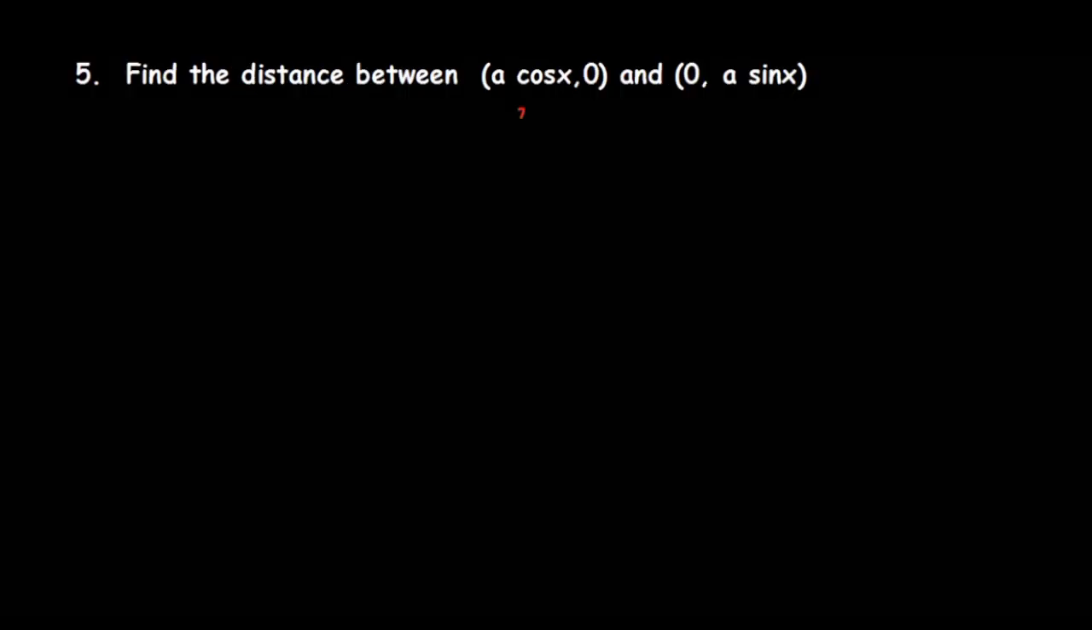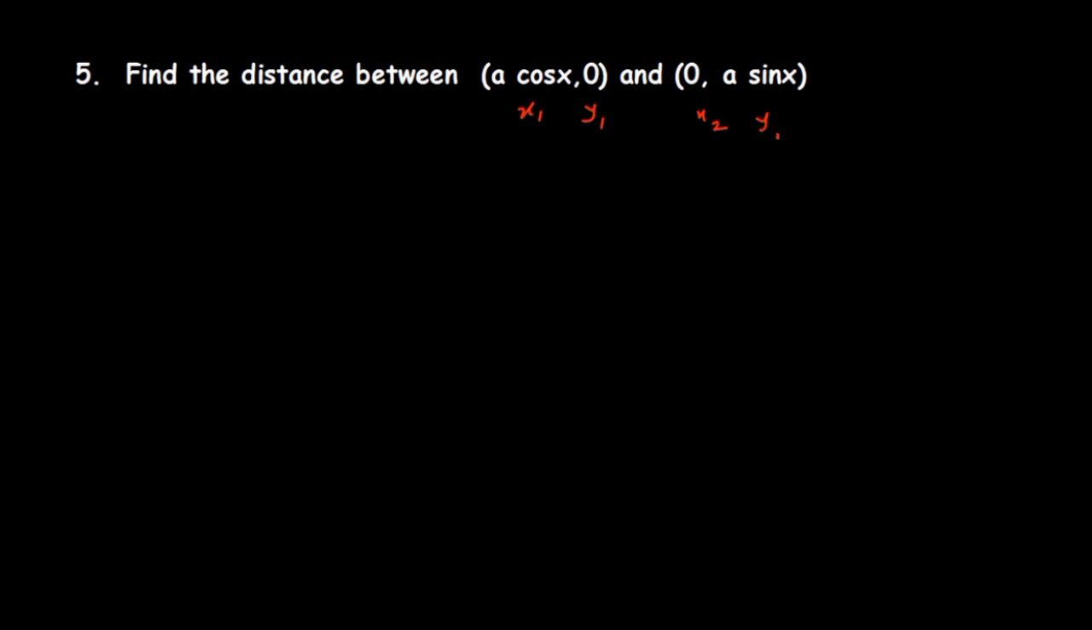And next, a very important problem here. Find the distance between a cos x comma 0 and 0 comma a sin x. So as usual, we take this as x1 y1 and this one as x2 y2. So the distance formula you know very well. Root of x2 minus x1 whole square plus y2 minus y1 whole square.